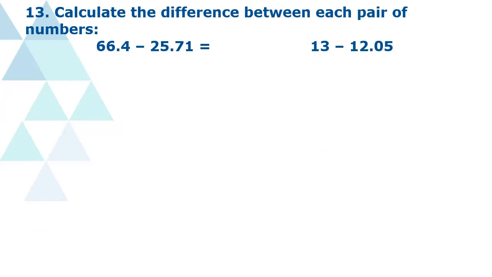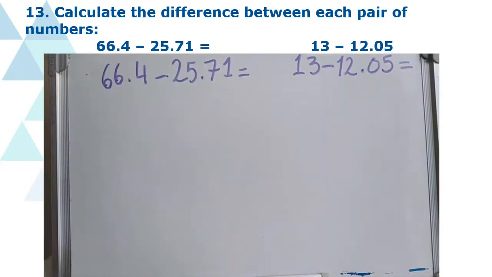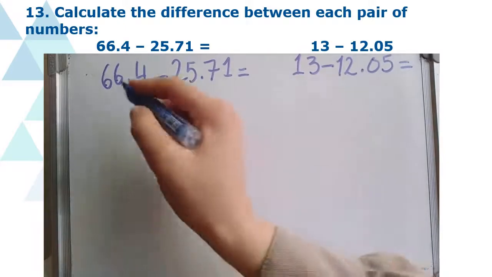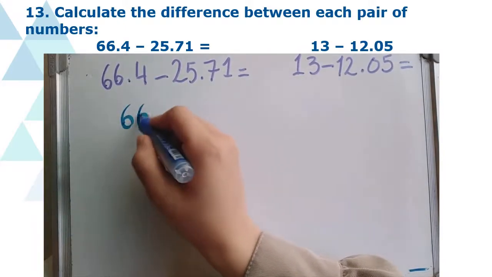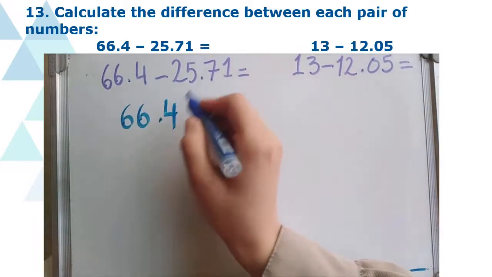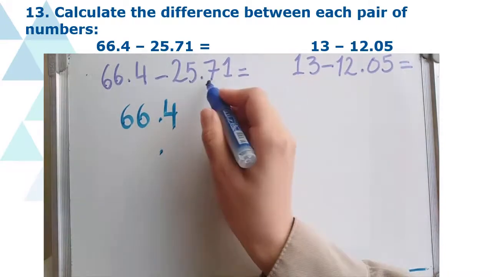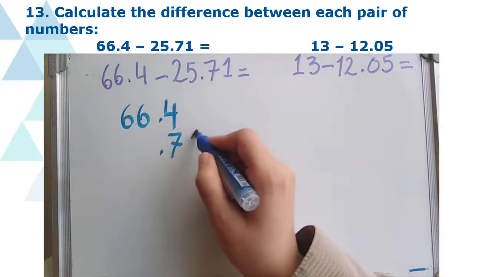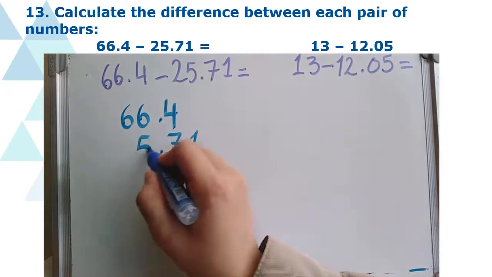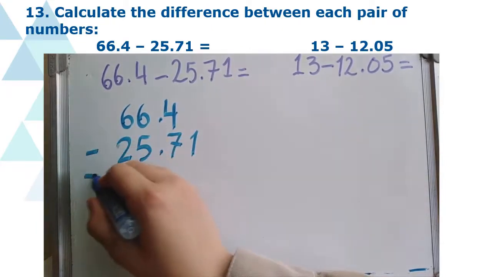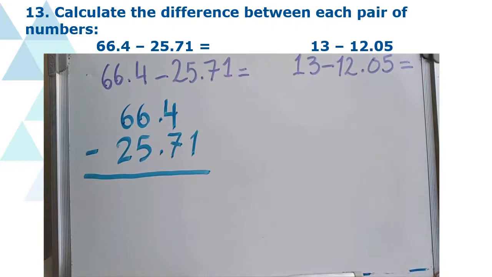Now for question number 13, we need to calculate the difference between each pair of numbers. And I will show you now a video on how to place the decimal point in its correct place and all numbers in the right place values. Let's start first with 66.4. Okay? Write it first on the top, and then look for the decimal point of the second number. Write it under the first number's decimal point and place 71 on the right, place 25 on the left, or 71 in the decimal part, 25 in the whole part.